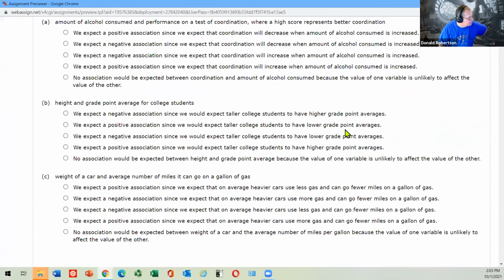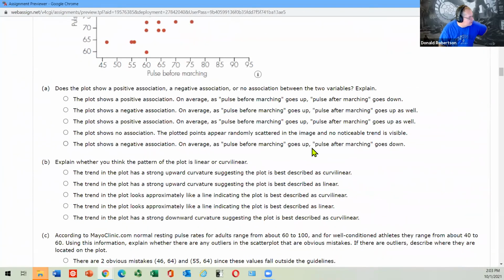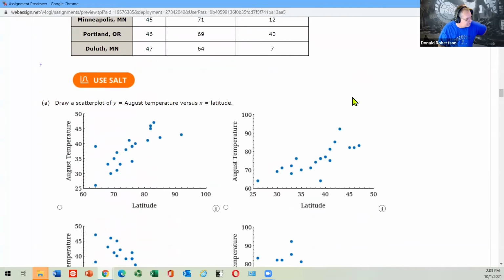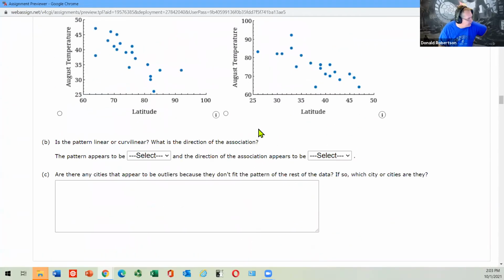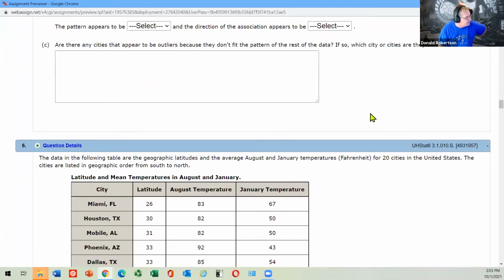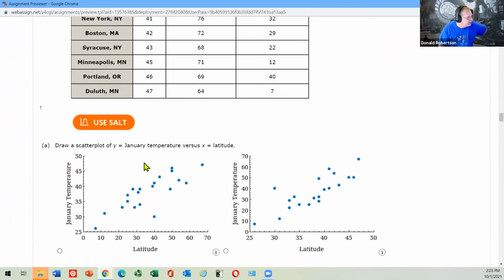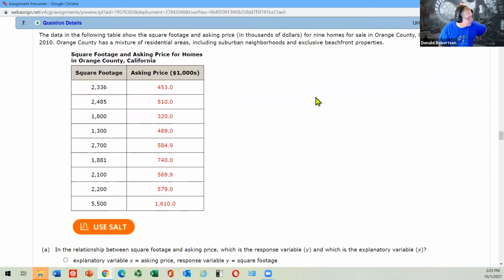So we've covered some of these earlier questions, so I'm not going to go through those again. Right. Here is question 5. There's the Salt button. One of those 4 pictures is the scatter plot I just did. And they don't ask for anything else except that. And here's another set of data, same basic kind of question. Again, they don't ask us for anything that we're interested in.